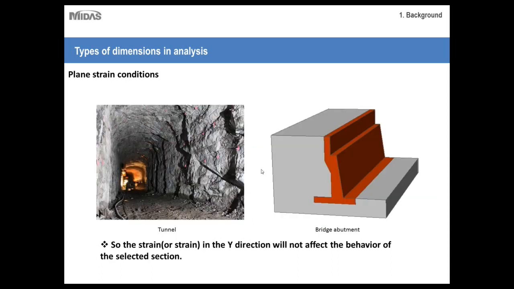Okay, and then more examples of plane strain conditions. So another tunnel. Once again, the tunnel isn't perfectly symmetric, but for the sake of simplicity, you may be able to create a 2D model. And the same principle applies to these bridge abutment type projects.